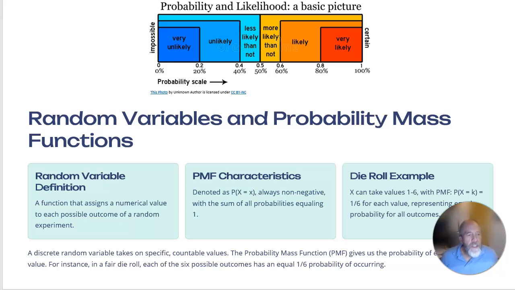So first, you got to understand what a random variable is. A random variable is a function that assigns a numerical value to each possible outcome of a random experiment. So you've got things that are random, and you've got those things which actually fit a distribution so that they're predictable.